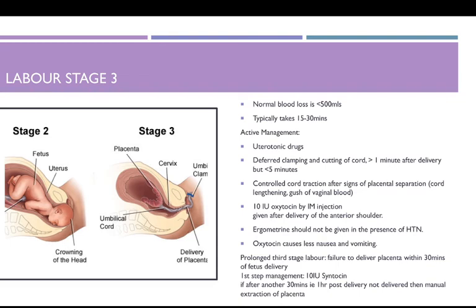In this stage you get active management. What happens is you defer clamping and cutting the cord for over 1 minute after delivery, but less than 5 minutes. The way that you get the placenta out is through controlled cord traction after you get signs of placental separation. The signs of placental separation are the umbilical cord lengthening and getting a gush of vaginal blood. Then you can carry out cord traction to remove the placenta. Women are given oxytocin by IM injection after delivery, and this is to reduce the risk of postpartum hemorrhage.